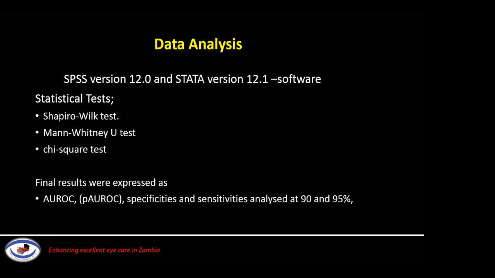For data analysis, they used SPSS version 12 and Stata version 12 software. Then they also did some statistical tests, such as the Shapiro test, the Mann-Whitney U test, and the chi-square test. Then the final results were expressed as the area under the curve. Then the specificity and sensitivity were analyzed at 90% as well as 95%.